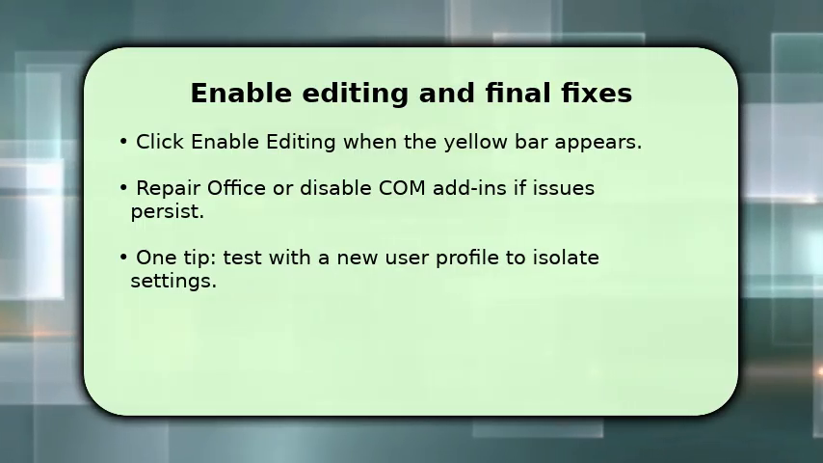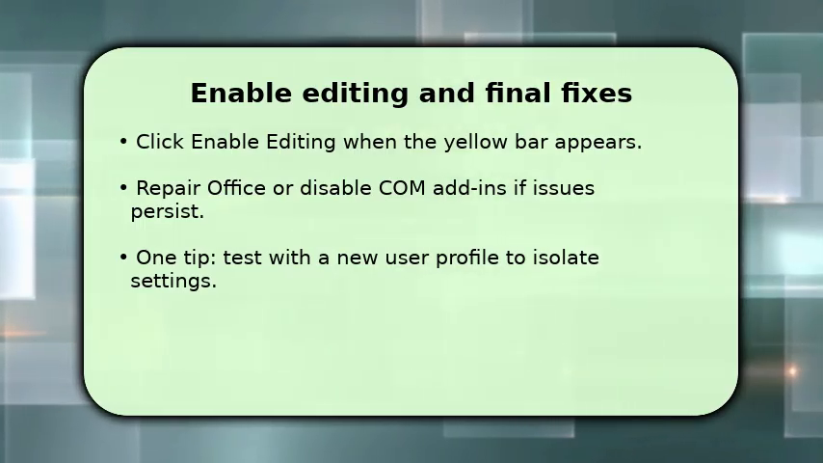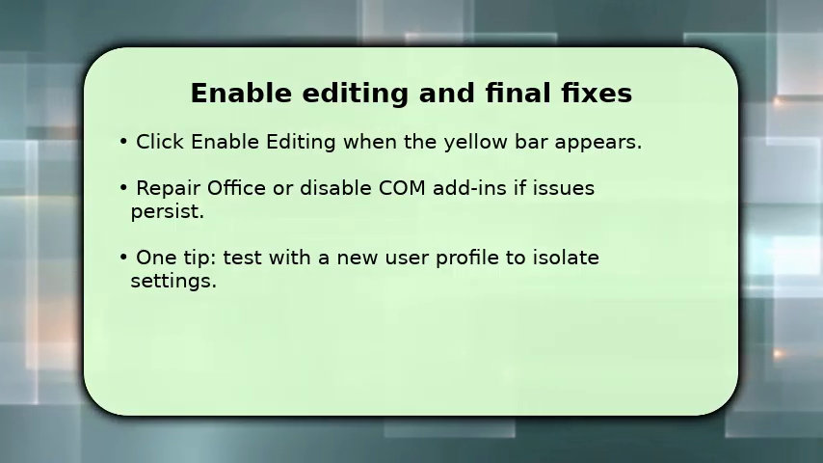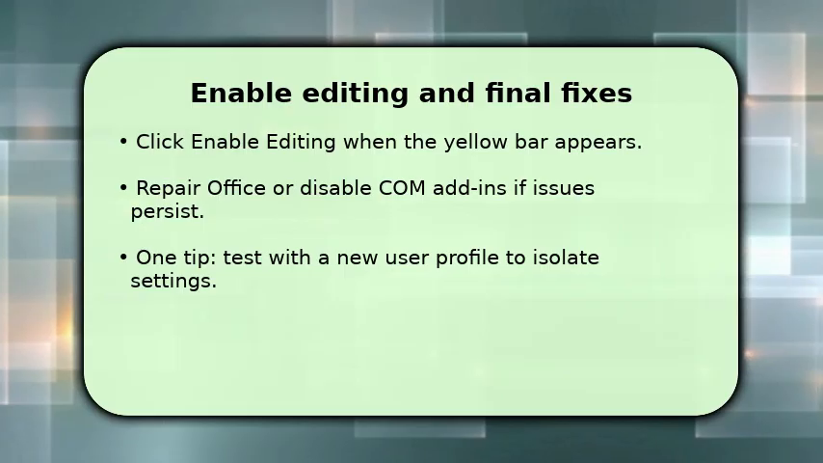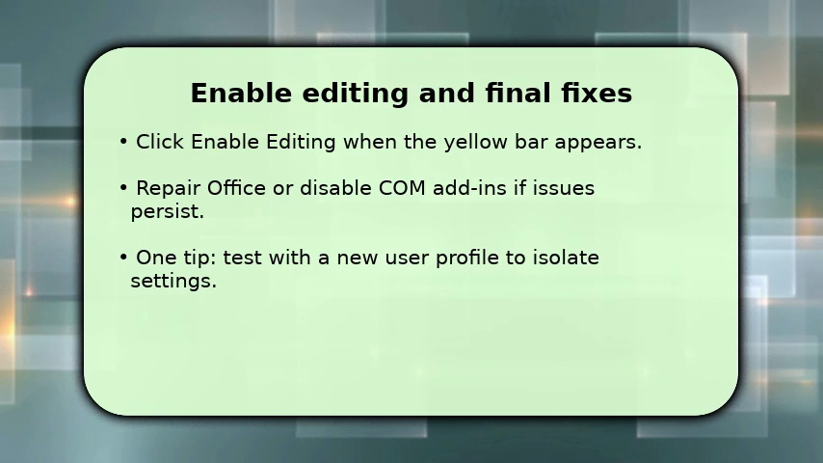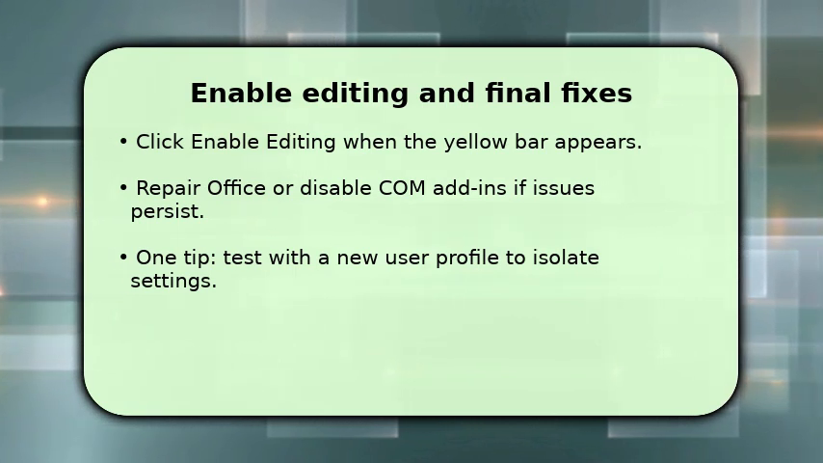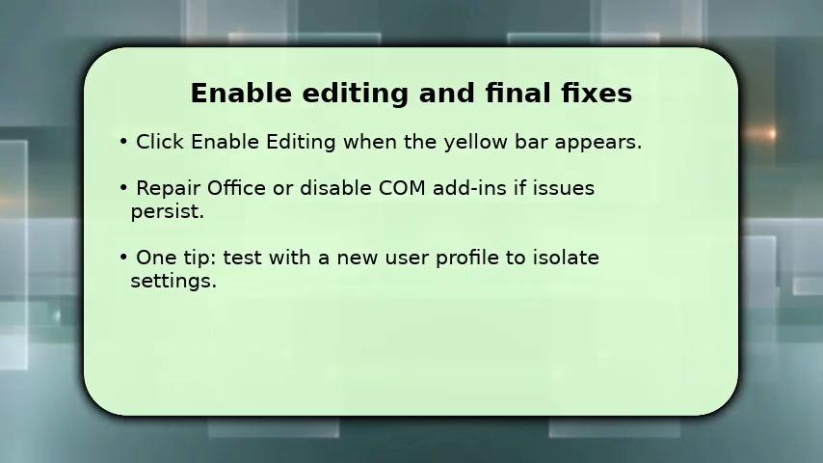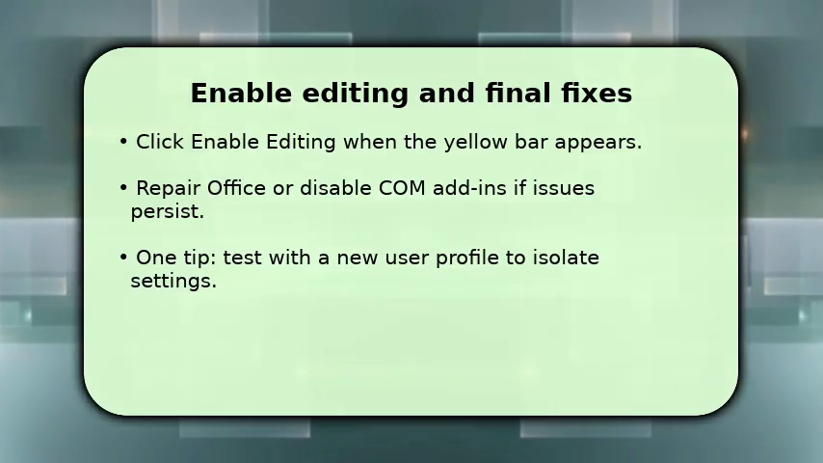If Enable Editing is missing or errors continue, run an Office repair via Control Panel or disable COM add-ins in Options Add-ins. Add-ins can block editing. If problems persist, test opening the file in a fresh Windows user profile to determine whether the issue is user-specific versus system-wide.